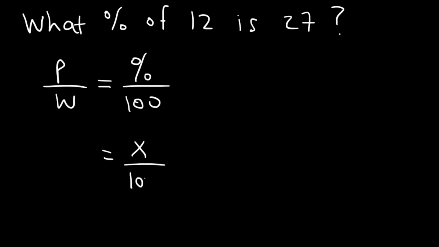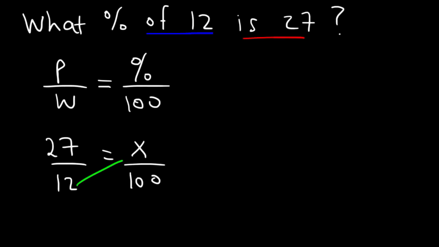Now, what is the part and what is the whole in this problem? The number that is associated with is the part. So 27 is the part. The number that is associated with the word of is the whole. So 12 is the whole. So what percent of 12 is 27? Whenever the part exceeds the whole, your percentage is going to be greater than 100. Let's go ahead and find a value of x.